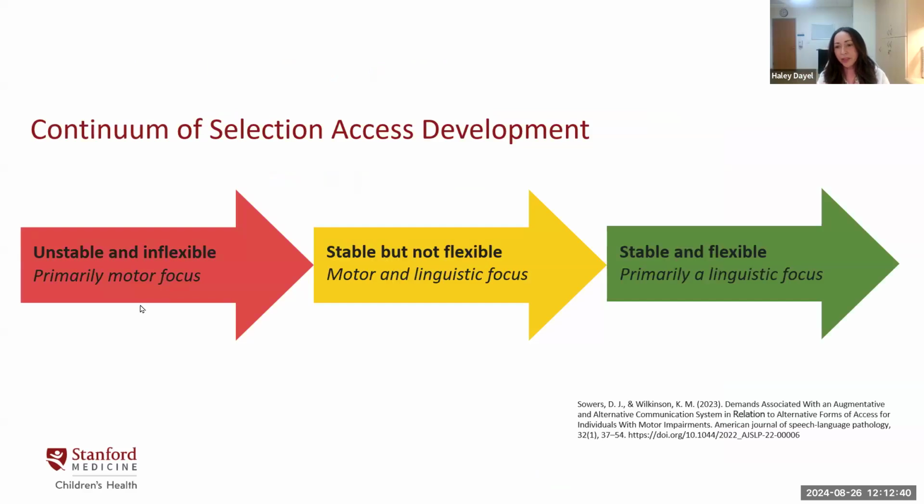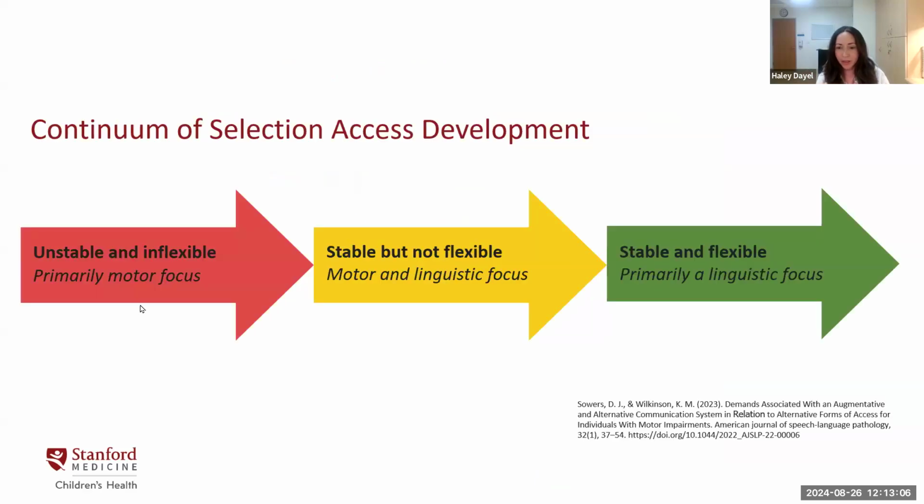So Sowers and Wilkinson illustrated this process as a continuum, which you can see here. Starting with the red arrow on the left, you see that for this person, their access skills are unstable and inflexible. At this stage, they are focused primarily on the motor act of operating the device, and they don't really have as many resources to allocate to the language components of communication.